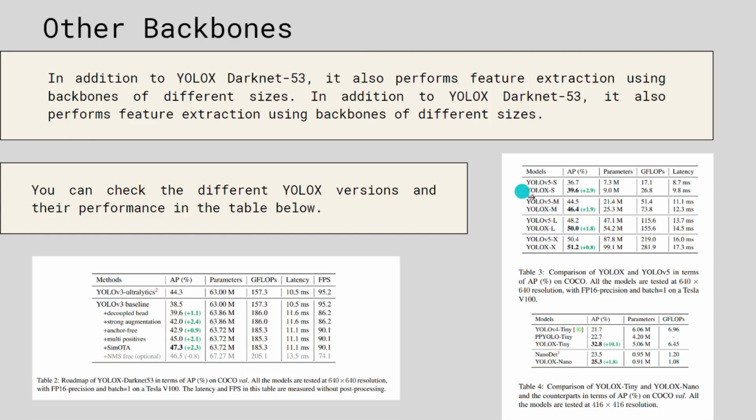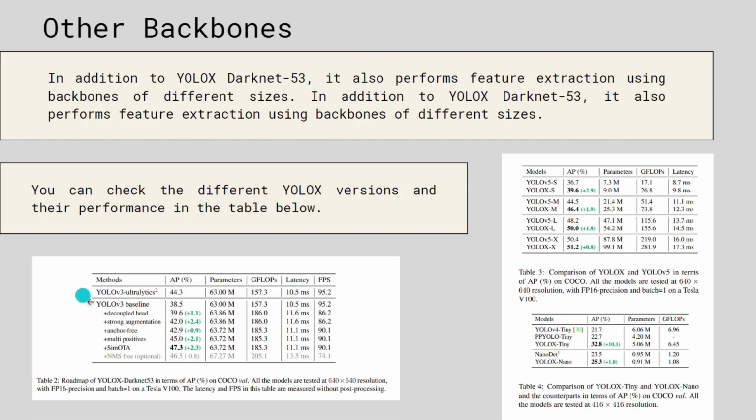For the YOLOX small model, we have a gain of 2.9%, and we actually increase the number of parameters. And these are the GFLOPs and the latency of each of the models. In each case, we can see that we have much more improvement from the YOLO v5 model.